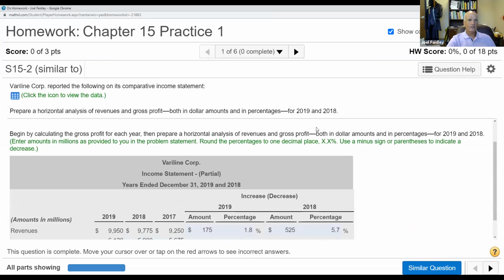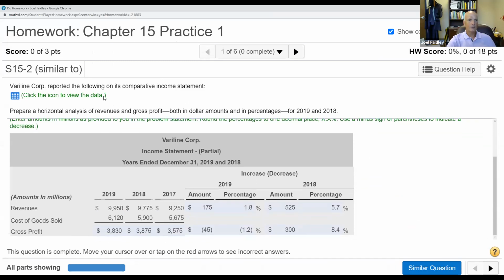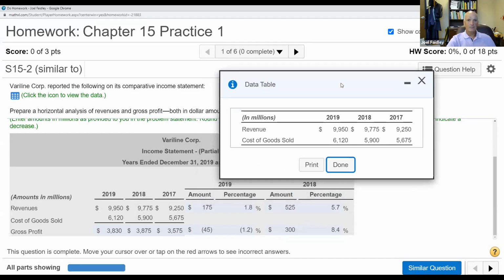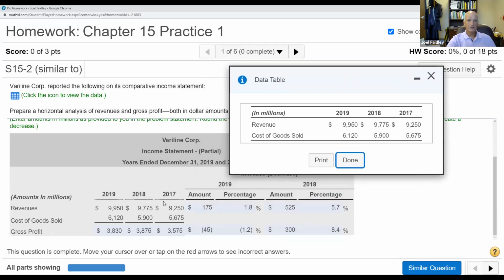All right, so what you got here is Veriline Corporation. They've got this income statement, and they want you to do some horizontal analysis. Now, that's going left to right. That's horizontal, right? Vertical is up and down. Horizontal, east, west. So we got these revenues, and they just plugged the data here into the table.